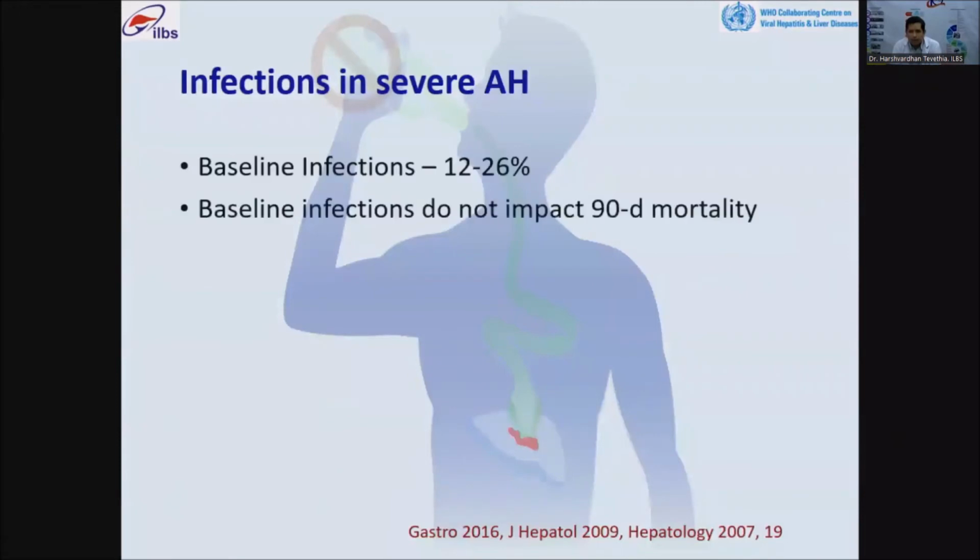So, infections in severe alcoholic hepatitis: before we even start therapy, we must remember that baseline infections are seen in nearly 12 to 26% of individuals. It has been seen that baseline infection does not impact the 90-day mortality, but it also has to be noted that once on treatment, if a patient develops infection, that is where the mortality is very high.